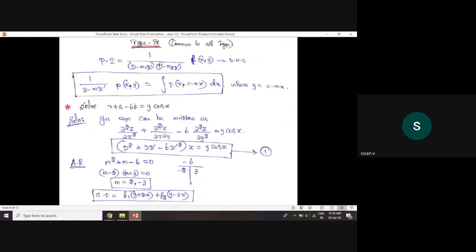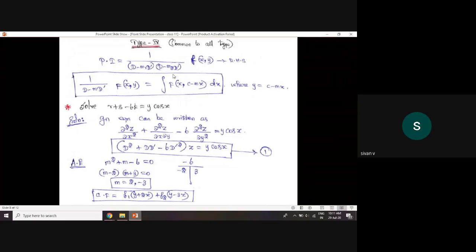This is the fourth step. This is a very important problem. Many times it was asked, and type 4 is common to all the types. In all types you can follow this procedure. Particularly, 1 by (D minus m1 D dash) (D minus m2 D dash) of f of x, y is the given function, and we have to integrate it. First you have to operate on the second term or the first term. Any one term can be operated on first.